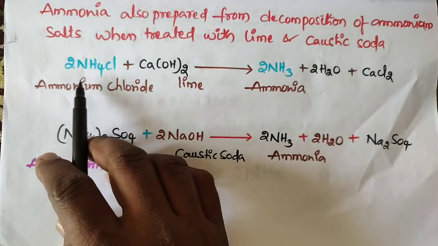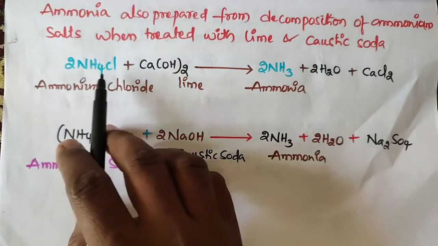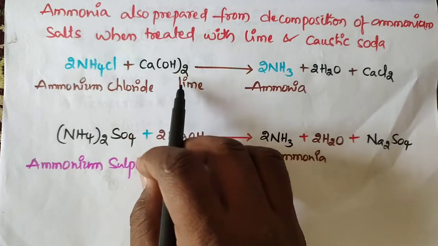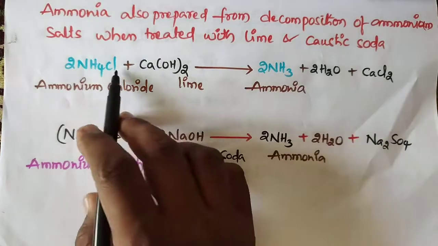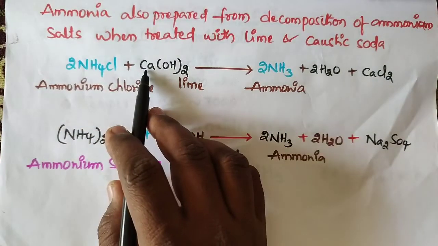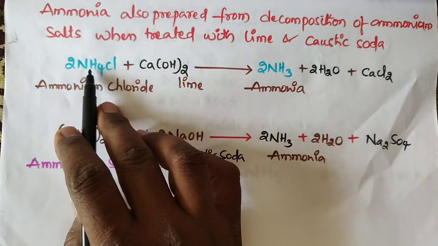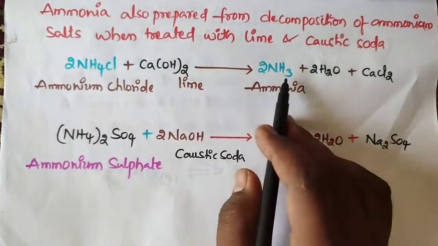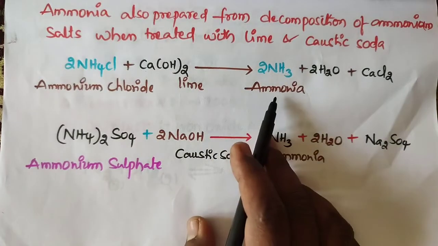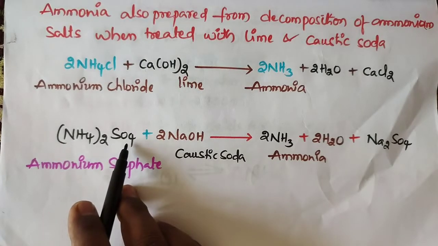So now we take one example of ammonium salts, that is NH4Cl, ammonium chloride. It is treated with lime, calcium hydroxide. We get ammonia, along with CaCl2, and the remaining 2 NH4 gives 2 NH3, with the remaining 2 hydrogens and 2 OH giving 2 H2O. Ammonia is obtained.